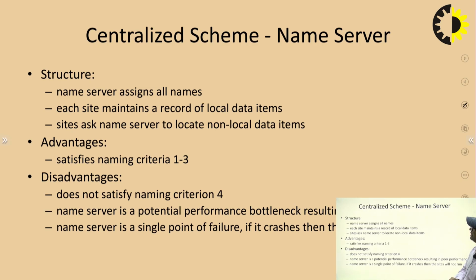Centralized scheme: the structure, advantage, disadvantage. Structure: the name server assigns all names, each site maintains a record of local data items, and a site asks the name server to locate non-local data items also. The advantage: it satisfies naming criteria 1, 2, 3. The disadvantage: it does not satisfy naming criterion 4. The name server is a potential performance bottleneck, resulting in poor performance, and the name server is a single point of failure. If it crashes, then the site will not run.